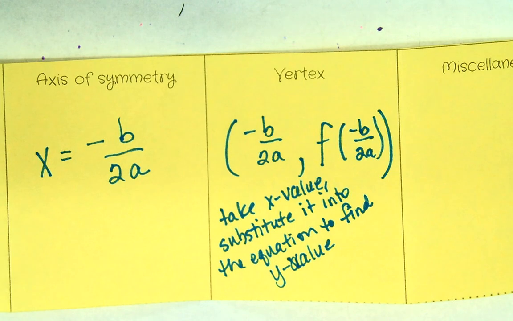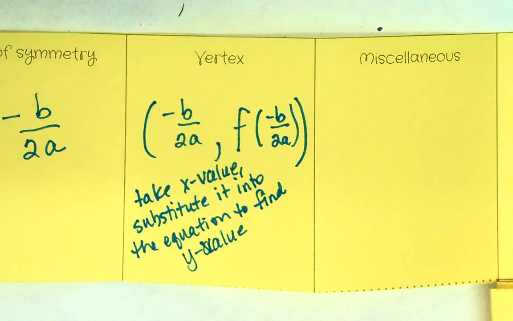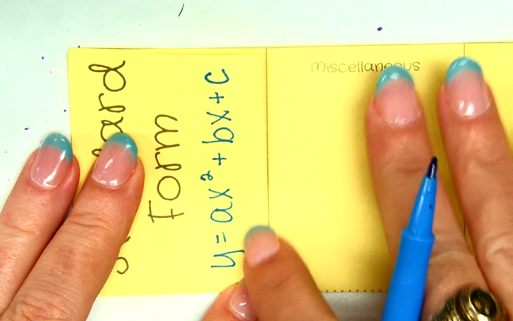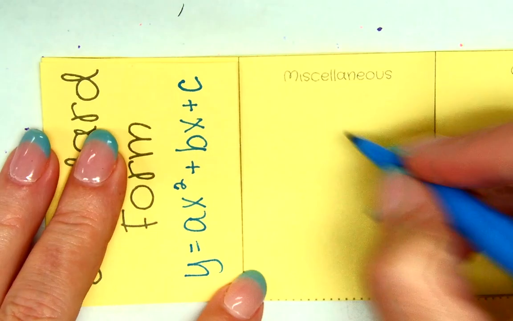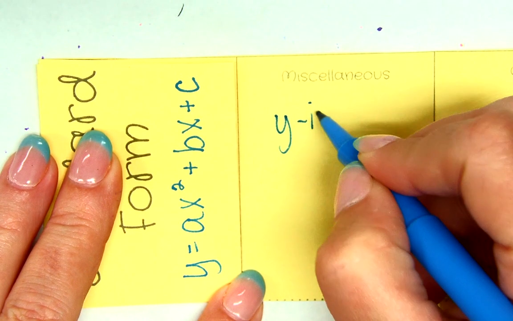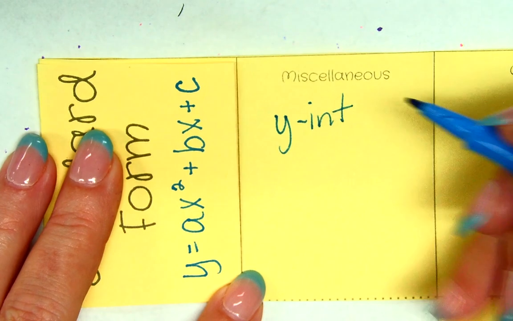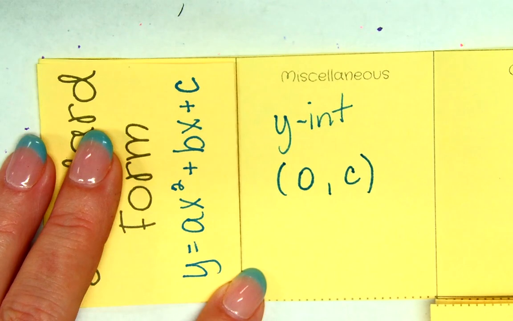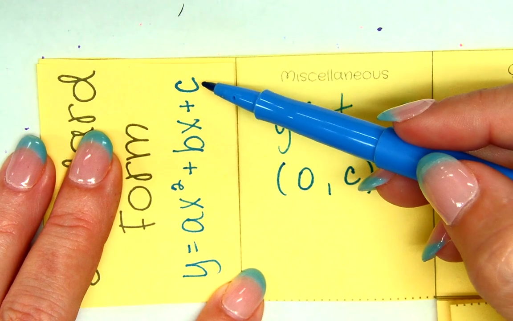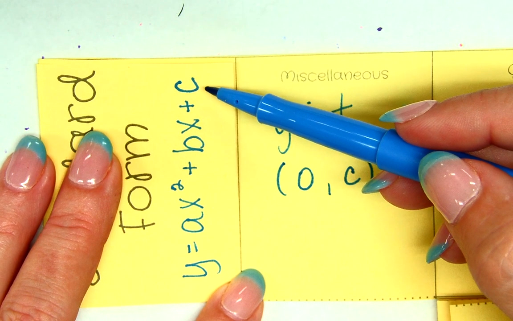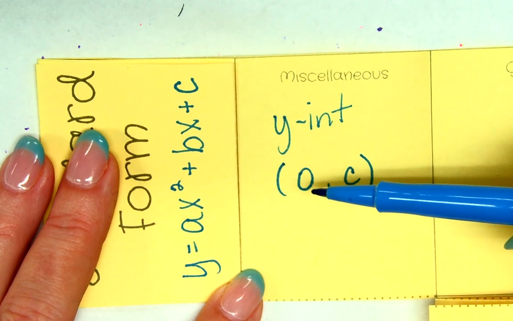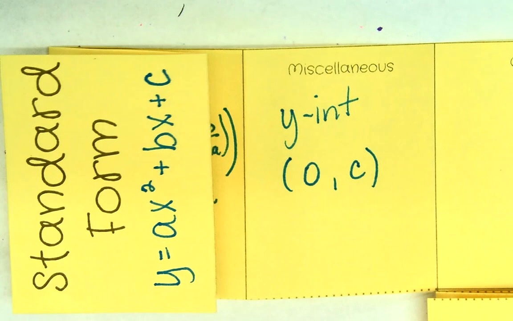So miscellaneous is going to be other things that we know about the parabola based on what equation we're using. When we have standard form, something really easy for us to see is the y-intercept. And the y-intercept is 0, c. How easy is it to see what the y-intercept is? Yeah, it's right there. Whatever number that is, that's the y-intercept, 0, c.